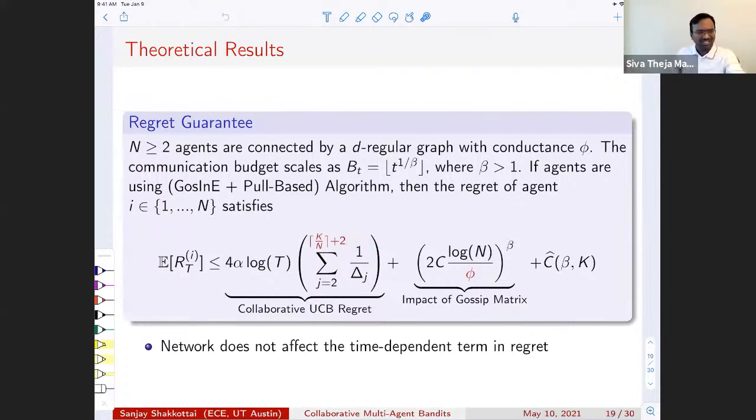So can you define what delta J is? Delta J is the gap between the jth arm and the best arm. Then if K equals N, you're just summing over from 2 to 3, right? That's the worst case. Again, there's an upper bound. You may actually do better. Our bound may not even be tight right there. Okay. That's all I'm saying.